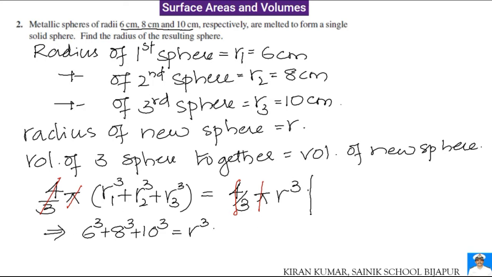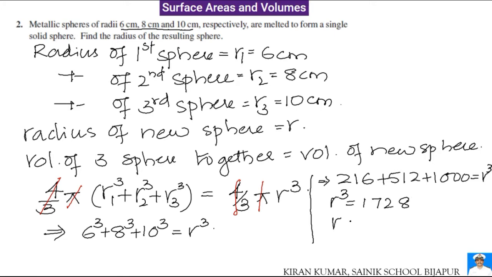This implies 6 cube is 216 plus 512 plus 1000 is R cube. So R cube will be 1728. I need to find the cube root. You have to follow prime factorization method to find the cube root. This is actually a perfect cube. We get it as 12 centimeter. So the radius of the resulting sphere is 12 centimeter.